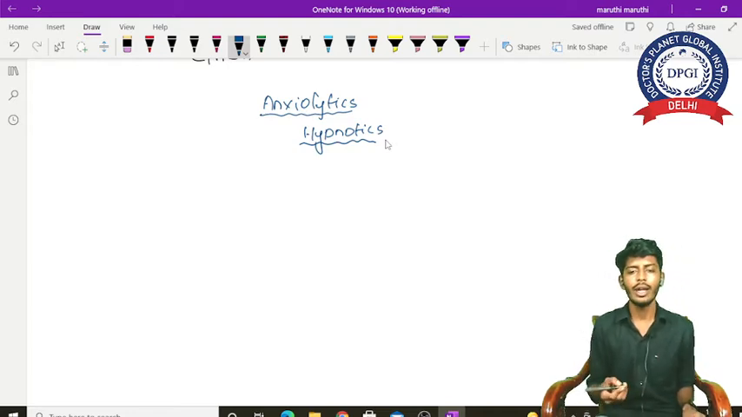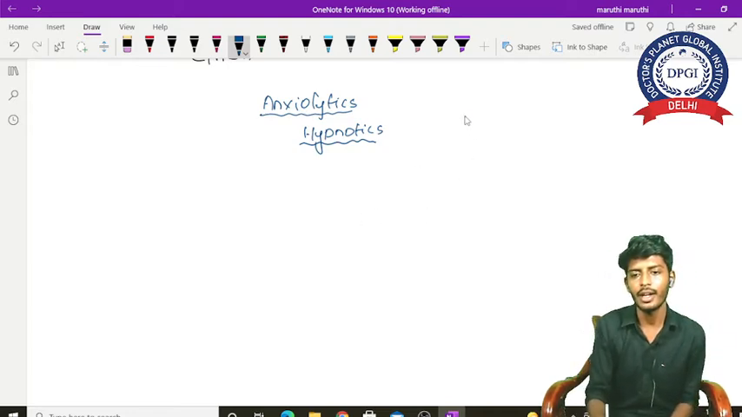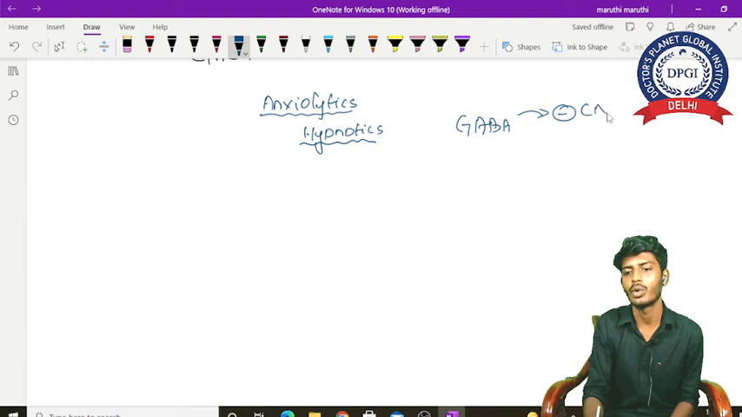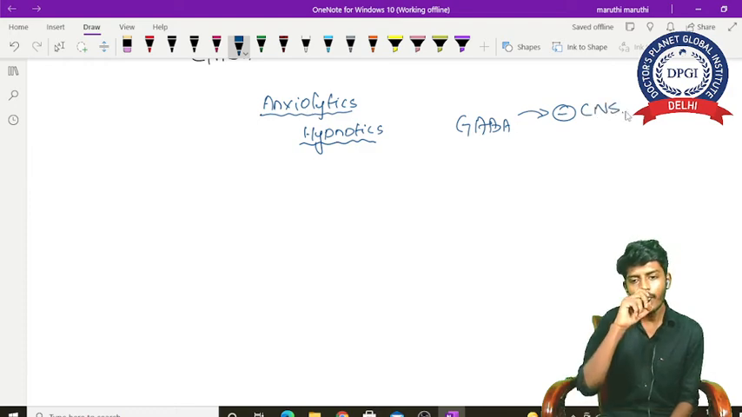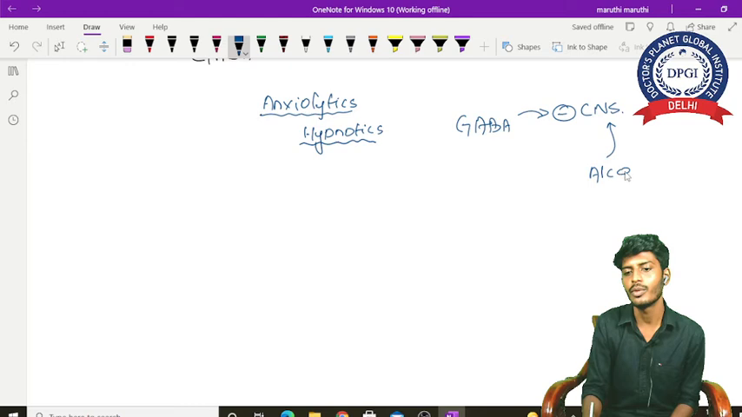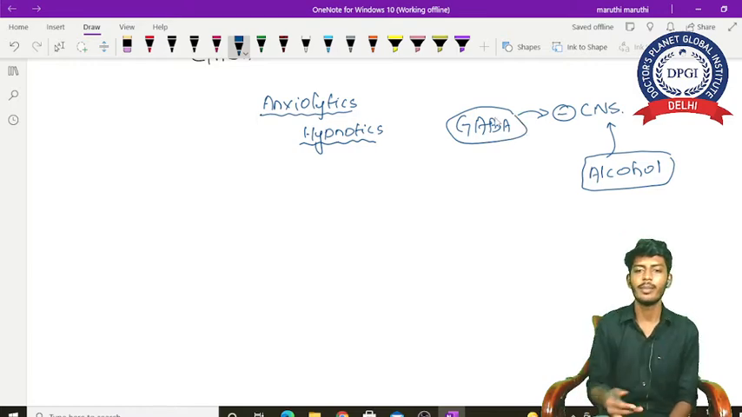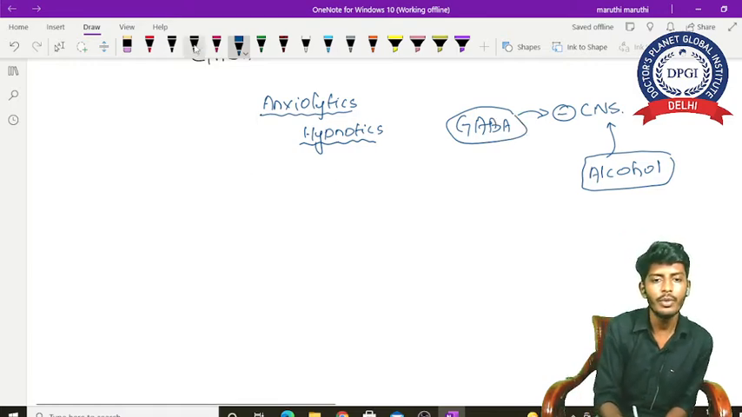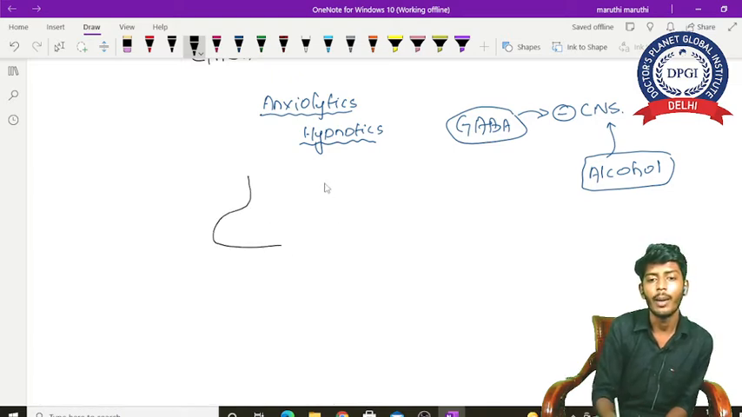When we study anxiolytic drugs, we need to understand something called GABA. What exactly is GABA? My dear students, it is a type of inhibitory neurotransmitter of the central nervous system. Is there any other substance that is inhibitory to the central nervous system? One of the most commonly abused substances, alcohol, is also inhibitory to the central nervous system. So first and most important, we need to learn about GABA.